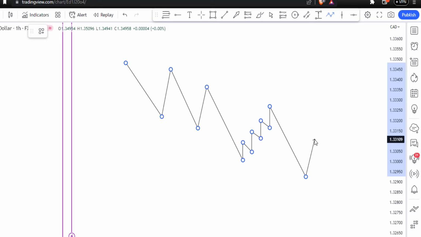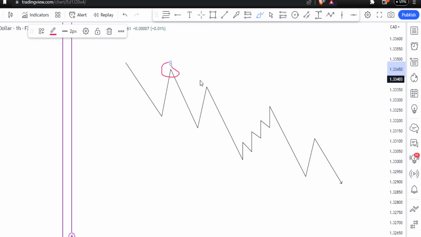A downtrend is different from an uptrend simply because we have a downward direction. When you see a lower high, we call this a lower high, a lower high, a lower high. This is a lower low, a lower low, a lower low, and a lower low.